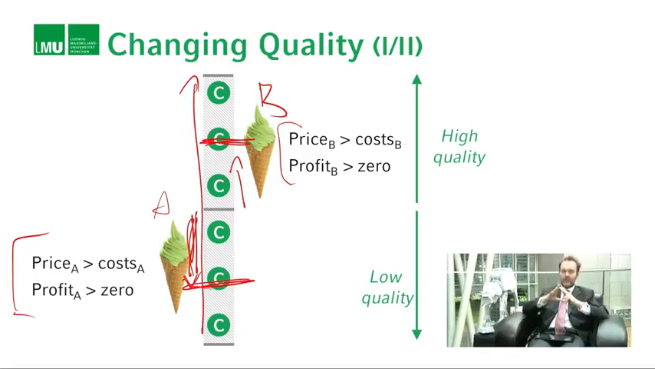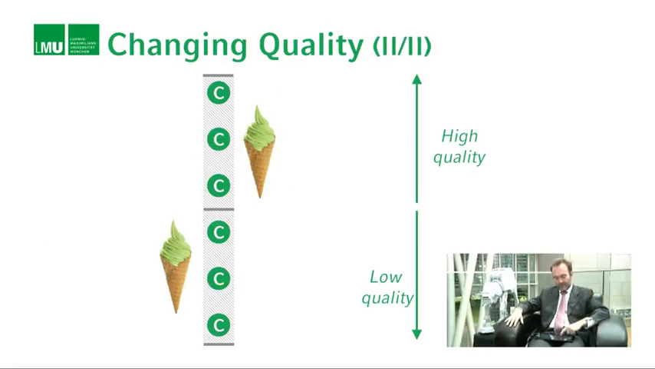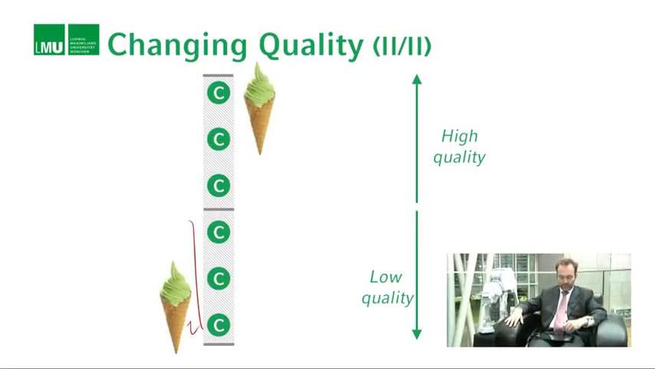Now, looking at this, they saw that clearly this was a good move. This was a good move for A, and it was a good move for B. Remember, they started out from the Bertrand paradox where no one was making any profits. So a reaction might be that firm A actually decreases quality even more, and firm B is going to respond by increasing quality even more.